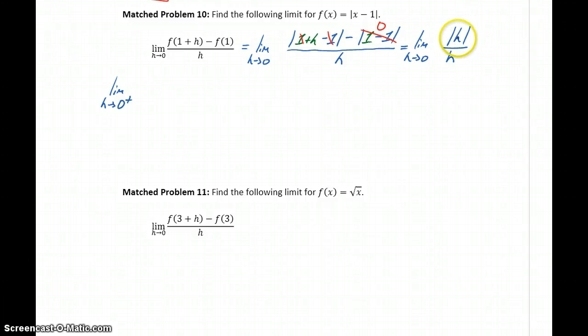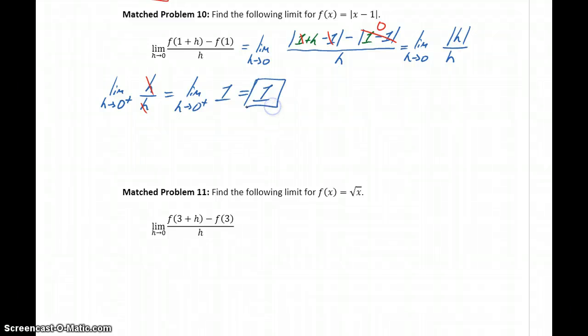So if we're plugging in positive values, those absolute value bars, again, are relatively meaningless. We're taking a positive value. Its absolute value is positive. So that's just going to be h over h. H over h will cancel out. And we get the limit as h approaches 0 from the right-hand side of 1. The limit of any constant is just that constant itself. So that right-hand limit is 1.